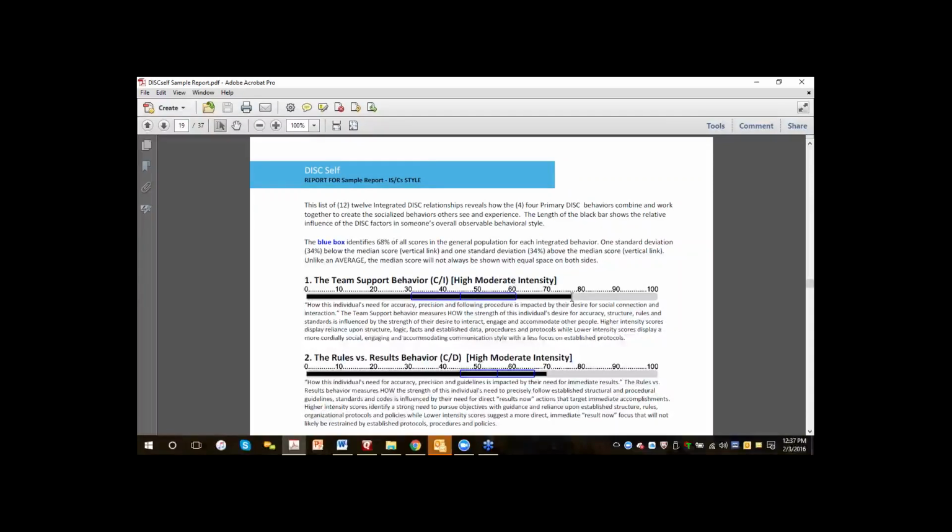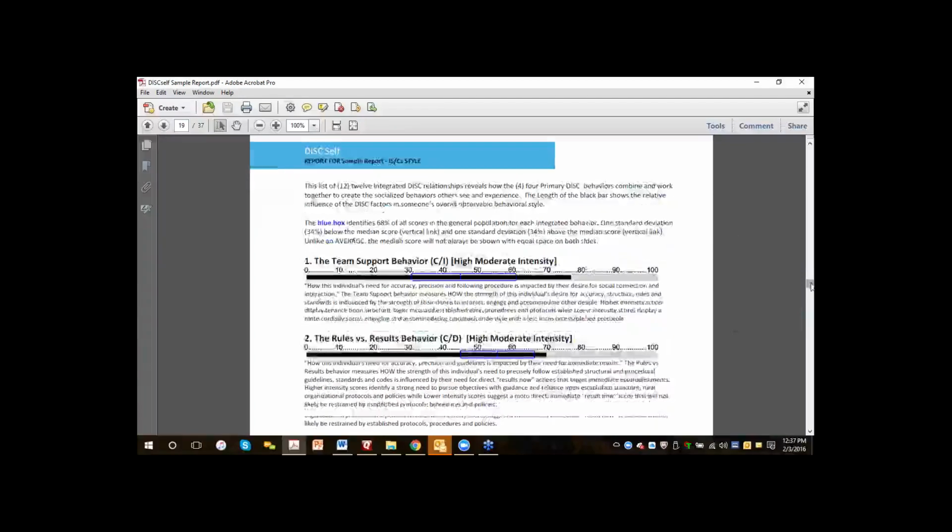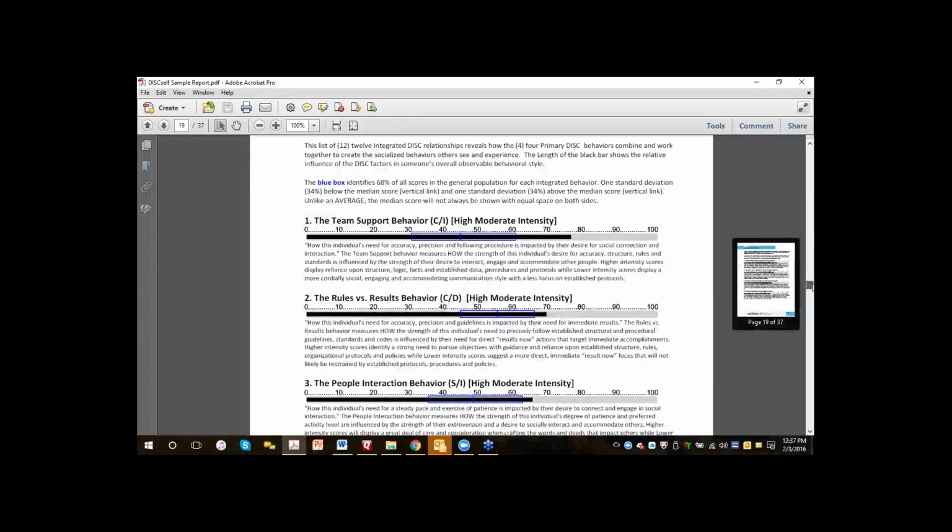This black line is their score, so this person probably had about a 77% score for their team support. So they have a higher intensity. The higher intensity score displays reliance upon structure, logic, facts, and established data, procedures, and protocols, etc. So that's all. It just gives a coach a little bit more to dig into about how this person behaves.